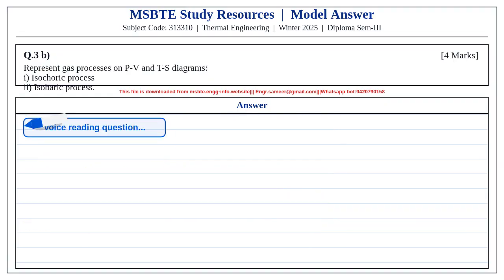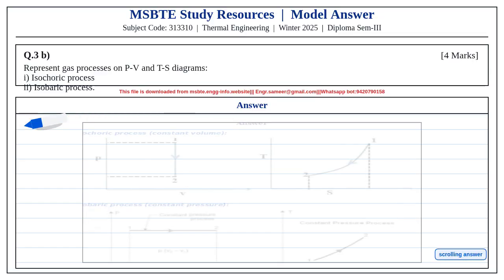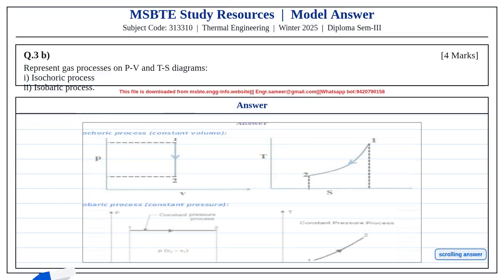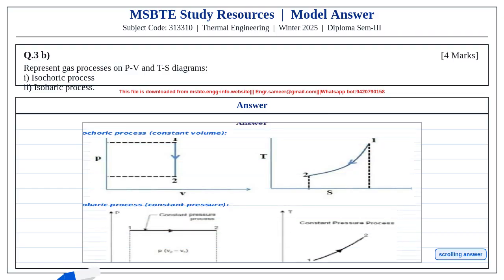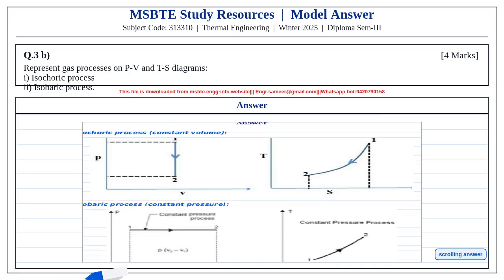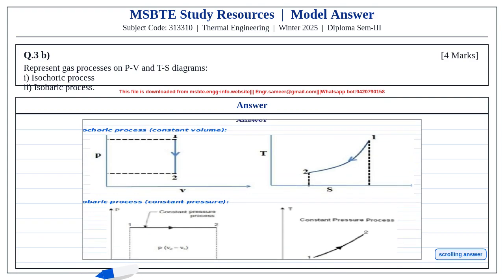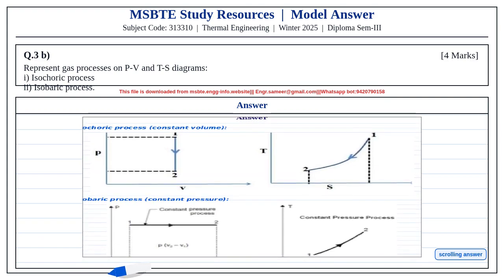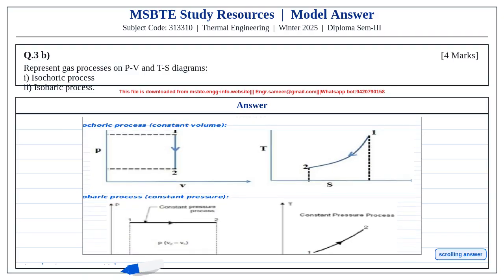Question 3b. Represent isochoric and isobaric processes on PV and TS diagrams. See the image carefully. You will have to reproduce 4 small diagrams in the exam: PV and TS diagram for isochoric process and PV and TS diagram for isobaric process.